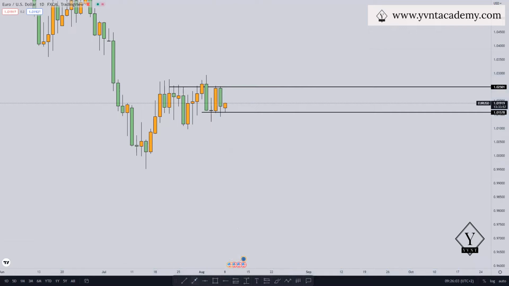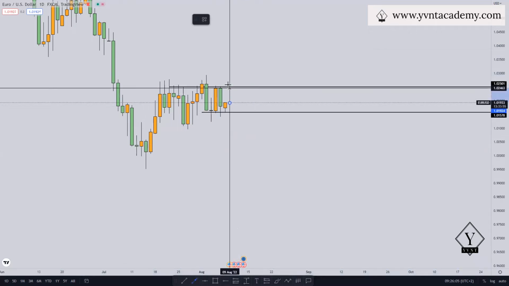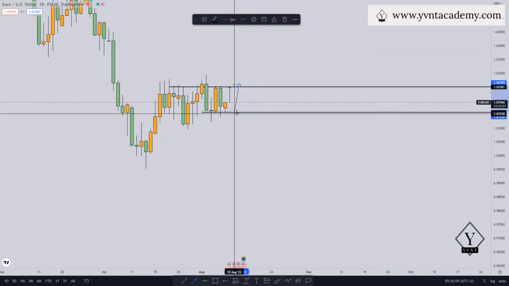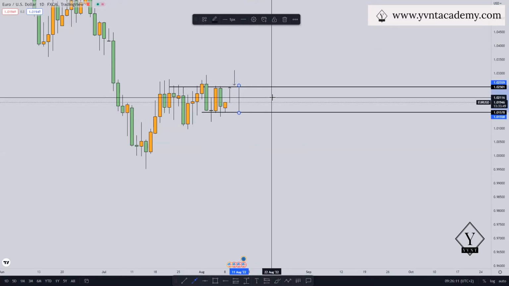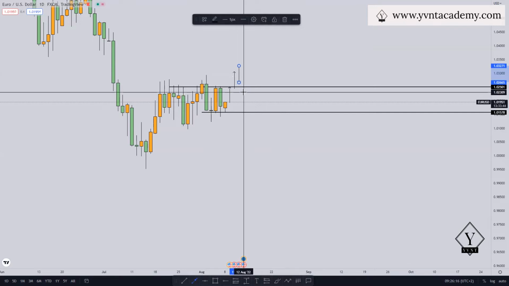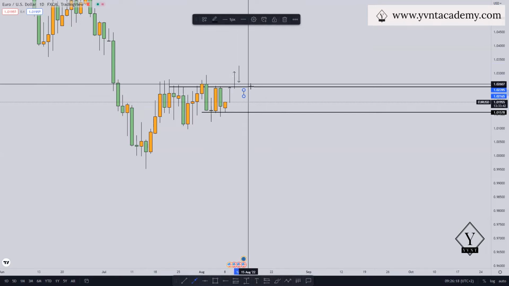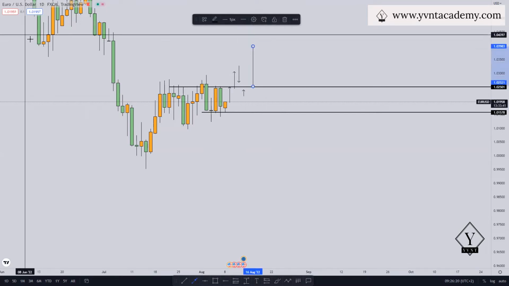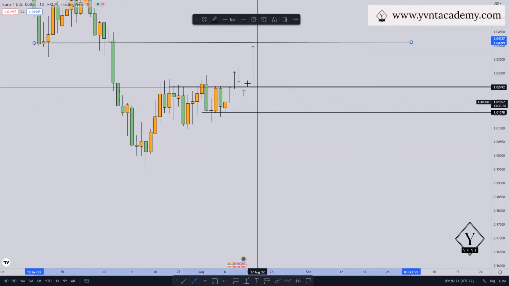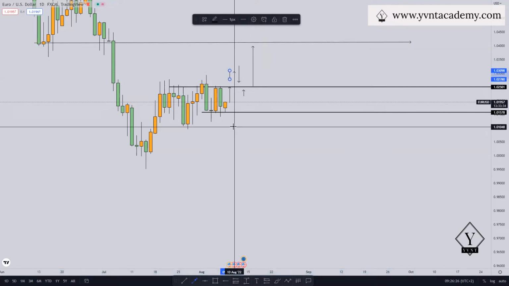What I'm waiting for is for price to push up and give me signs to sell. But if I don't get the signs to sell, I'm going to wait for price to break and give me an opportunity to take buys, and then I'll be targeting these areas here where I'll be buying. So if I do get signs to sell here, my target is going to be at the lows.